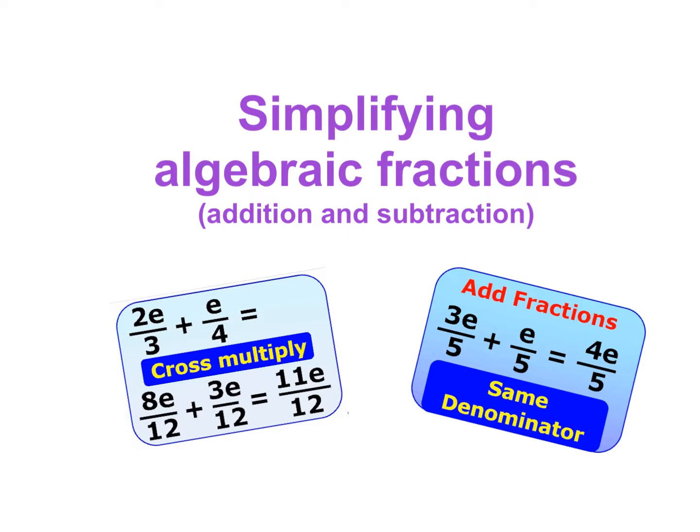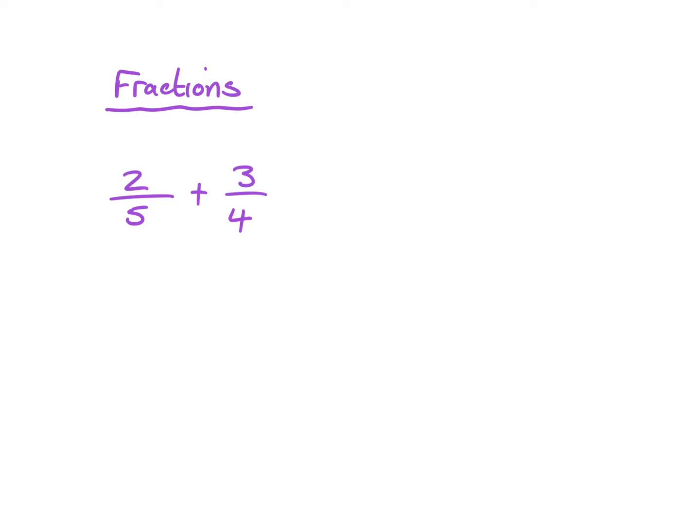In this video, we'll be looking at simplifying algebraic fractions using addition and subtraction. If we took a normal fraction and we had to add these two fractions together, we could do something like this. Our common denominator will be 20.